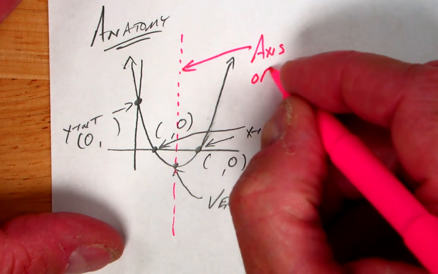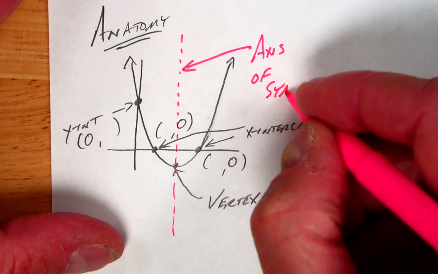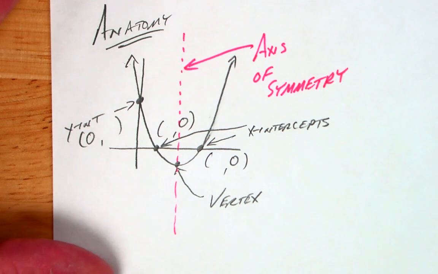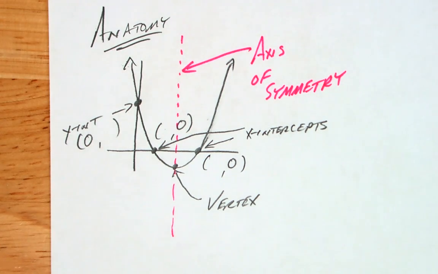Axis of symmetry. What does it mean if that's the axis of symmetry? Same on both sides. Same on both sides.